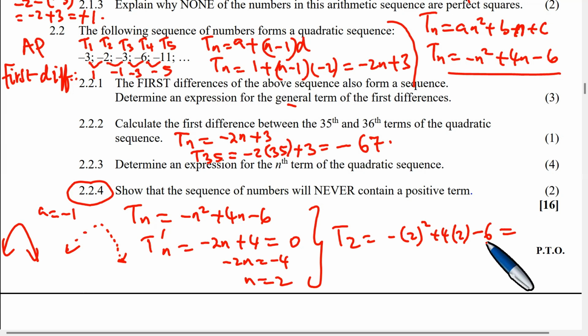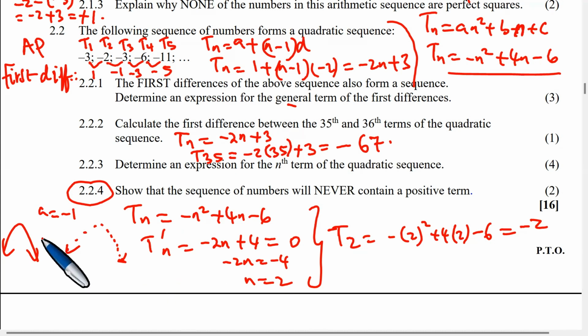Okay, so we continue. What is the answer to this? 2 squared is minus 4. Minus 4 plus 8 is 4. 4 minus 6 is minus 2. So now we have T2 is minus 2. Then what does it mean? It means that the graph is like this.